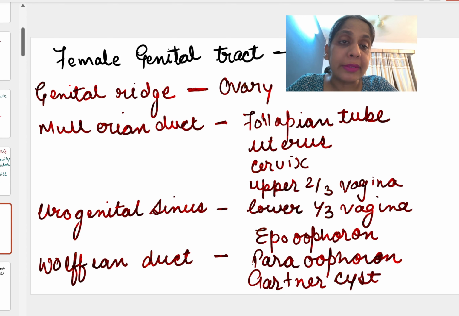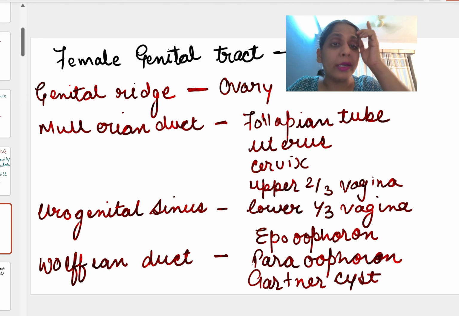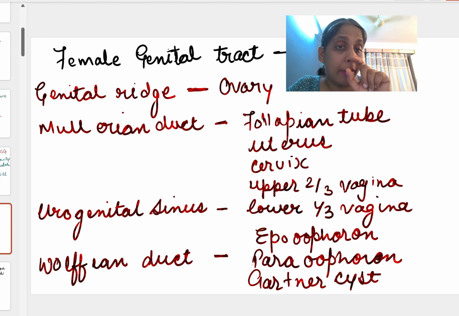Sometimes this duct gets obliterated, so it forms a Gartner cyst. Usually this Gartner cyst comes in the differential diagnosis of cryptomenorrhea. Imperforate hymen, I think you all know that. There it comes as one of the options that this is Gartner duct, or sometimes it comes in the differential diagnosis with Bartholin cyst. The Bartholin duct, when it gets obliterated, forms a Bartholin cyst.